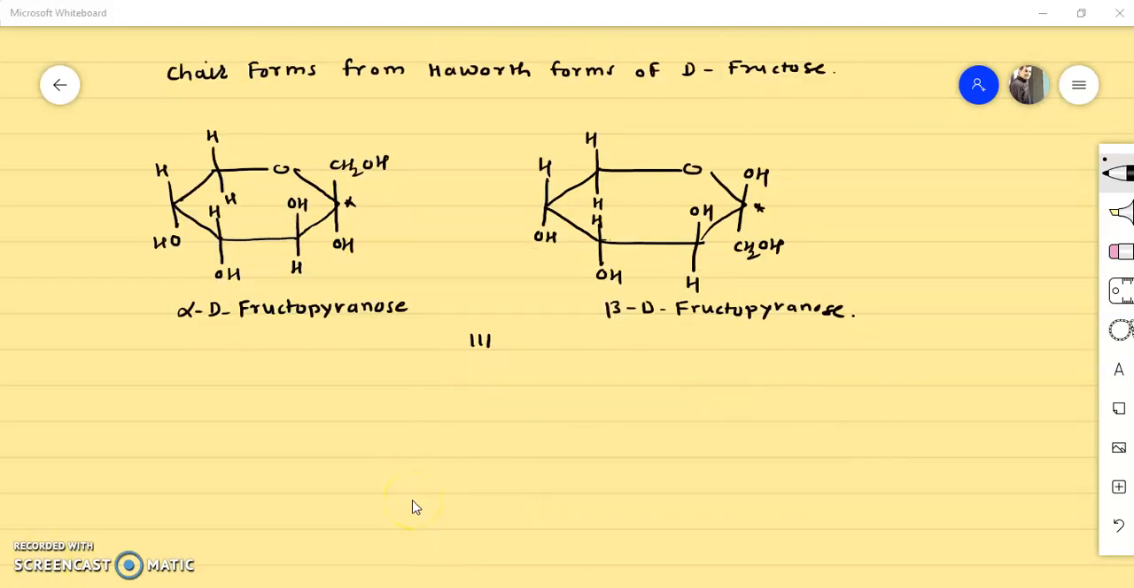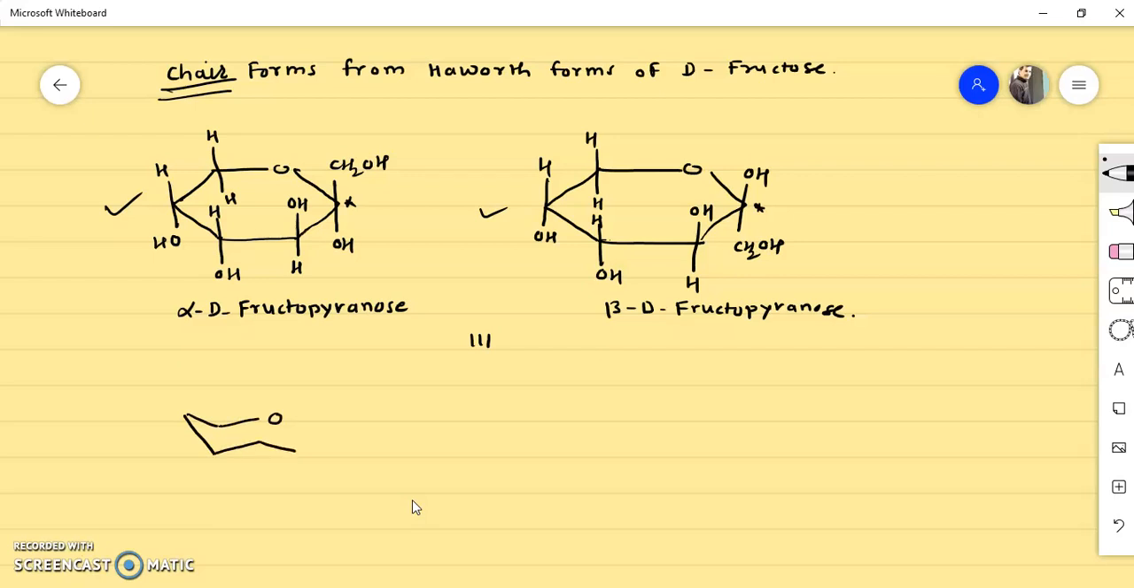Now from the Haworth forms of alpha D fructopyranose and beta D fructopyranose, we can draw their corresponding chair forms. To draw the chair forms, I will first draw a chair here. In this way, we'll draw the chair.